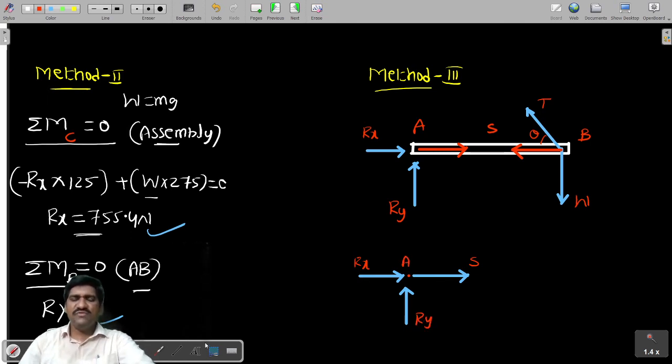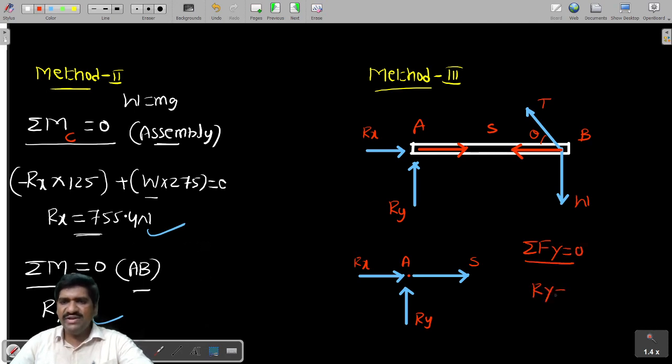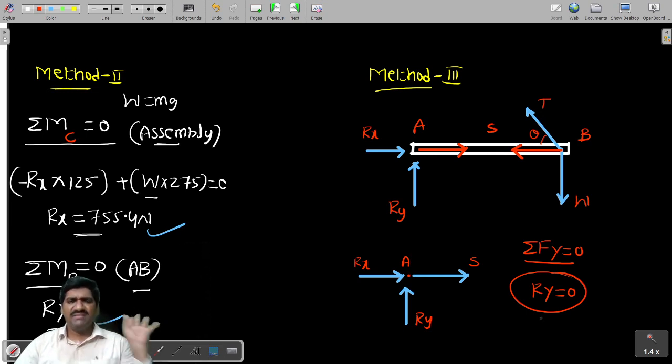Now tell me, just a simple point. There is no need to apply Lami's theorem at point A. We have to apply Lami's theorem at point B. But at point A, by simply writing sigma Fy equal to 0, can I say Ry will definitely be equal to 0 or not? Yes. A shortcut method, the simplest way. By just looking at the problem we can say the answer. You just separate point A, so you can say that Ry is equal to 0.